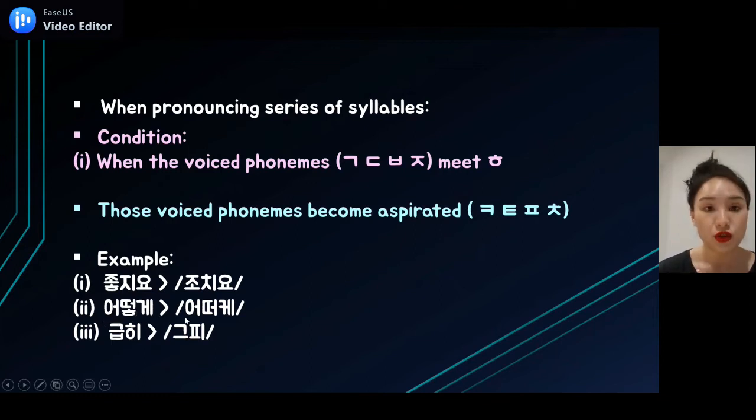Next one, 어떻게. We should read it 어떠케. Why? This second 받침 here meets the next consonant g and it becomes aspirated to k. Next one, 급히, and then it becomes 그피. Why? The 받침 here, b sound, meets h, so it becomes aspirated. Done?